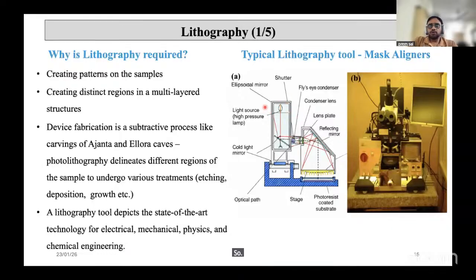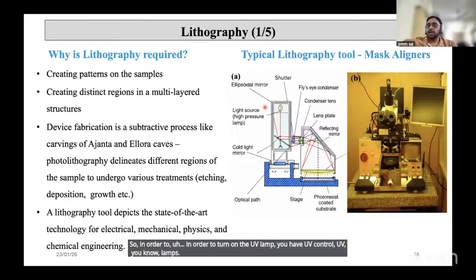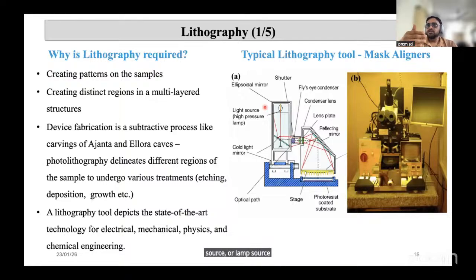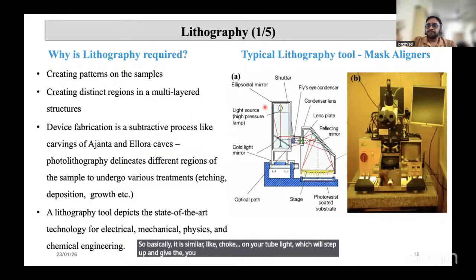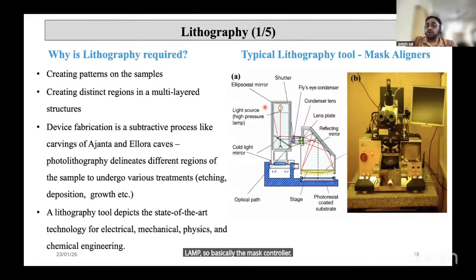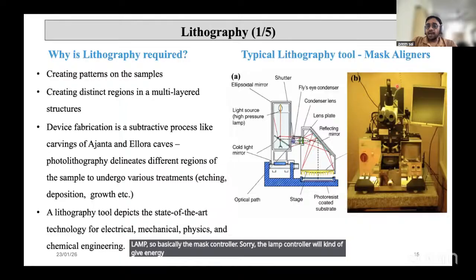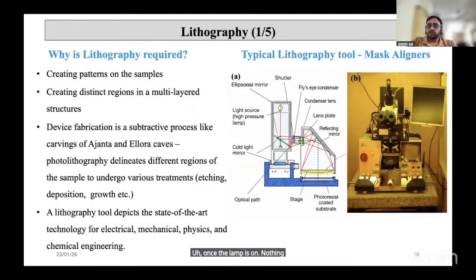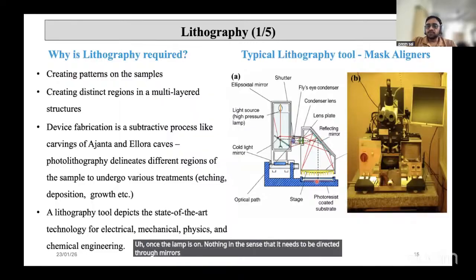In order to turn on the UV lamp, you have a UV lamp source, or lamp source controller, we can call it. It is similar to the choke on your tube light, which will step up and give the energy to the lamp. So the lamp controller will give energy to the lamp. Then once the lamp is on, it needs to be directed through mirrors and fall onto the sample.